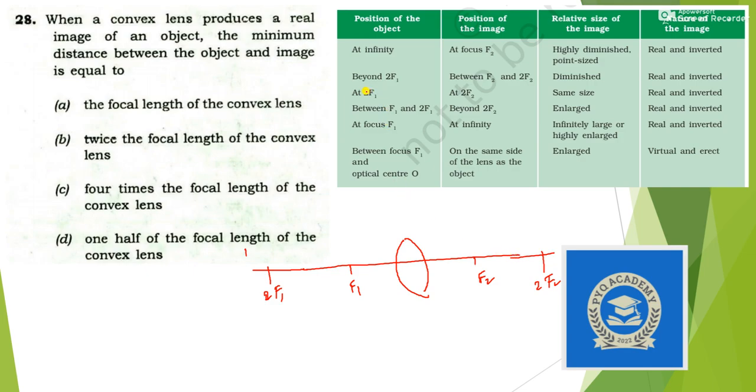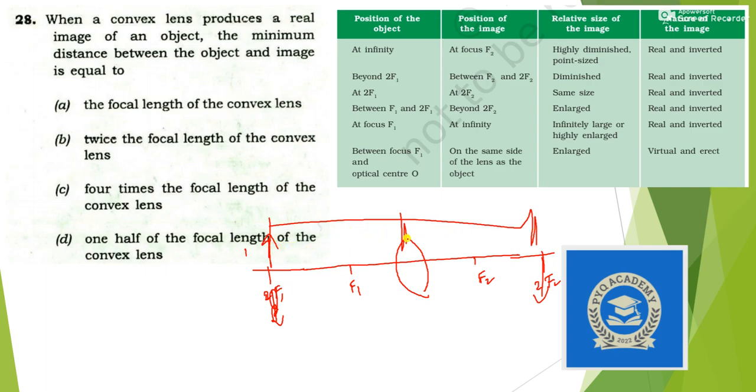Now come to when you put the object at 2f1 here. Okay, so you will get the image here. So now you can calculate this distance accurately. So this can be the condition of minimum distance between object and image.